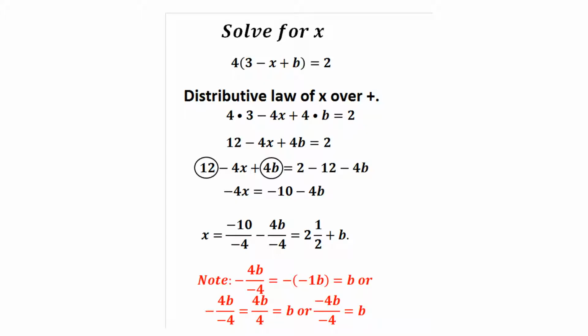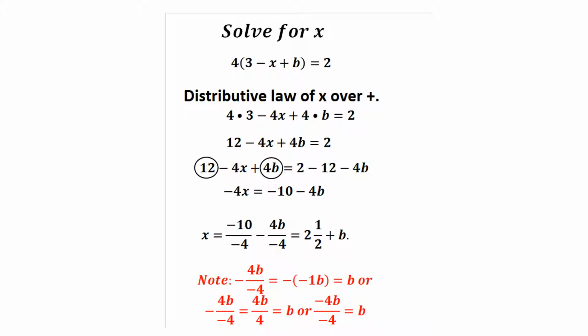Now we solve this for x just like we've been doing. We'll circle the 12, circle the 4b, and move those to the other side. Now we have minus 4x is equal to negative 10, that's 2 minus 12, minus 4b. Divide both sides by negative 4. This is still going to be the distributive law, but it looks like division. You can think of it as 1 over negative 4 times the negative 10 and the negative 4b. So the negative 4 goes into negative 10, and we have minus 4b over negative 4.